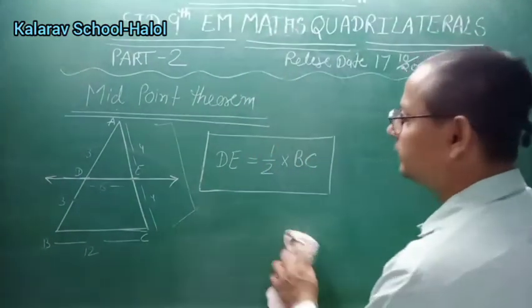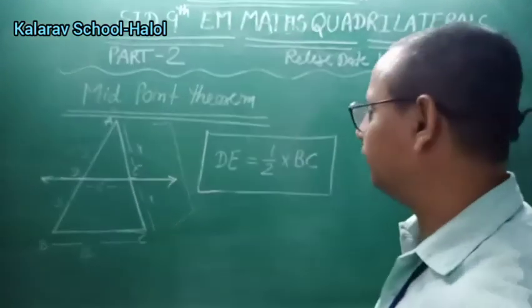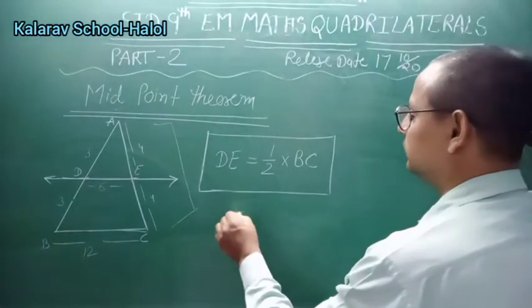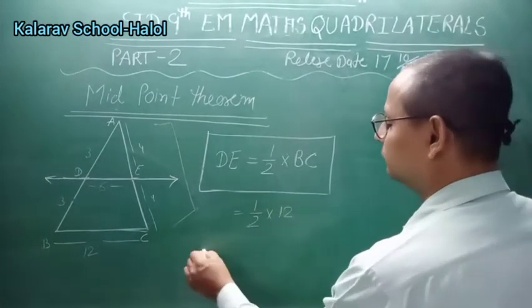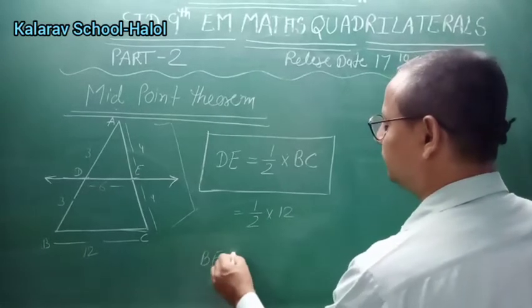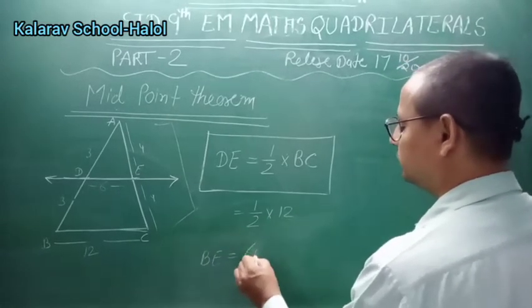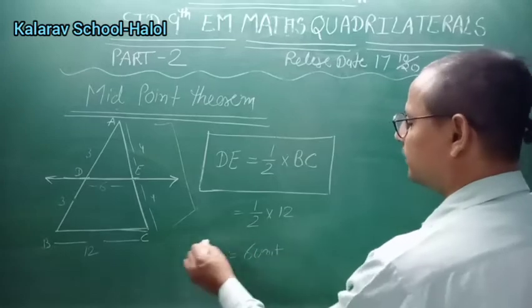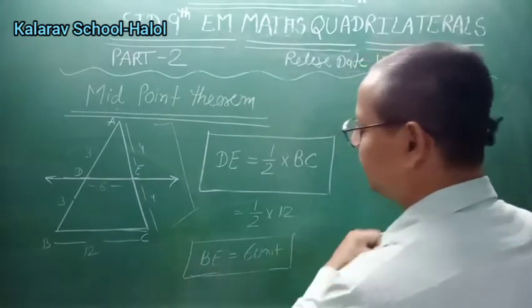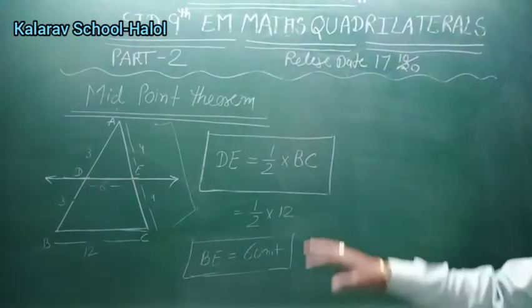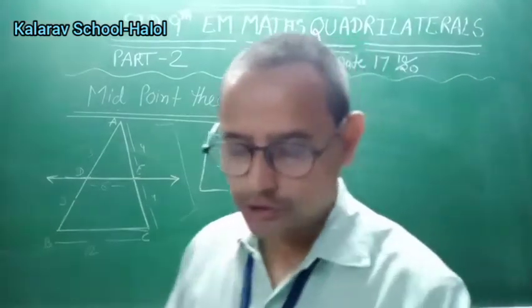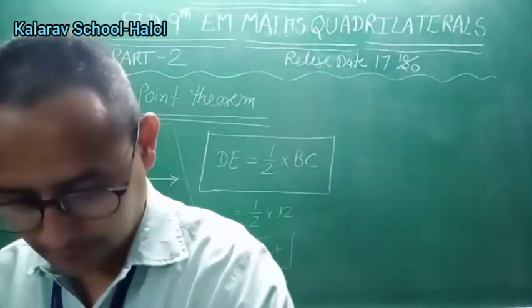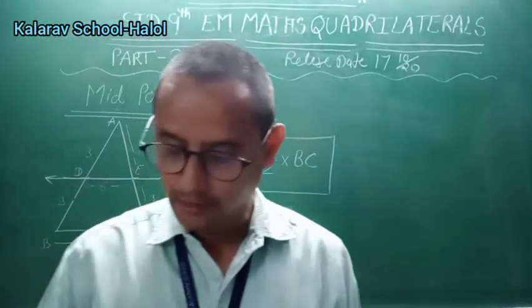So here it is written DE equals half of BC. Suppose BC equals 12, so half of 12, DE equals how much? DE equals 6 units, because I have not mentioned meters or centimeters. So this is the midpoint theorem, which is the most important part of this chapter. You have to keep this in mind.